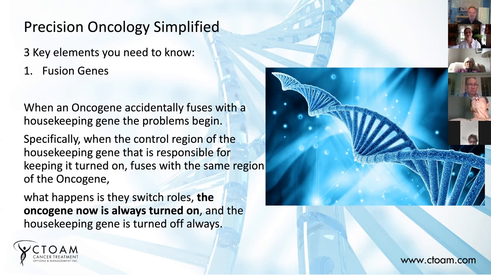And so what happens is you get a gene that's not supposed to be turned on because it causes cells to grow and divide. And that's only something you want to have at certain times in your life. And it gets the control region of a gene that's always turned on. And so basically these two genes exchange their control regions. And you get all of a sudden a gene with a new control region that's turned on all the time when it's supposed to be turned off. So basically, to summarize what a fusion gene is, they switch roles. The oncogene is now turned on all the time, and the housekeeping gene is turned off always now.